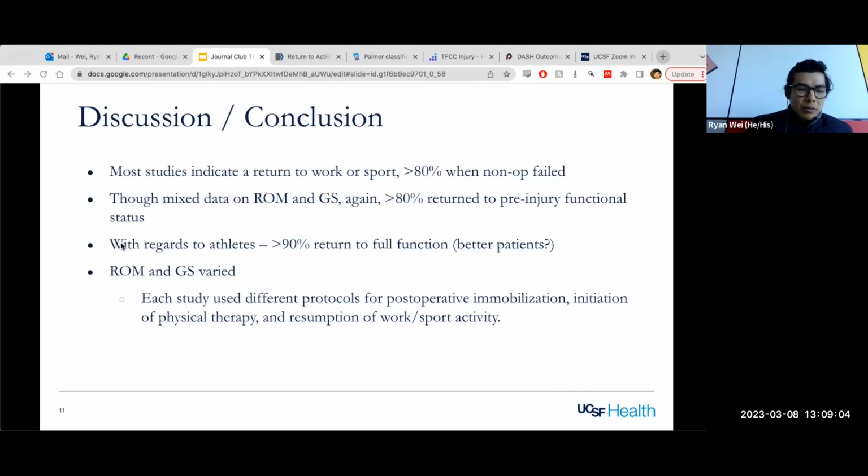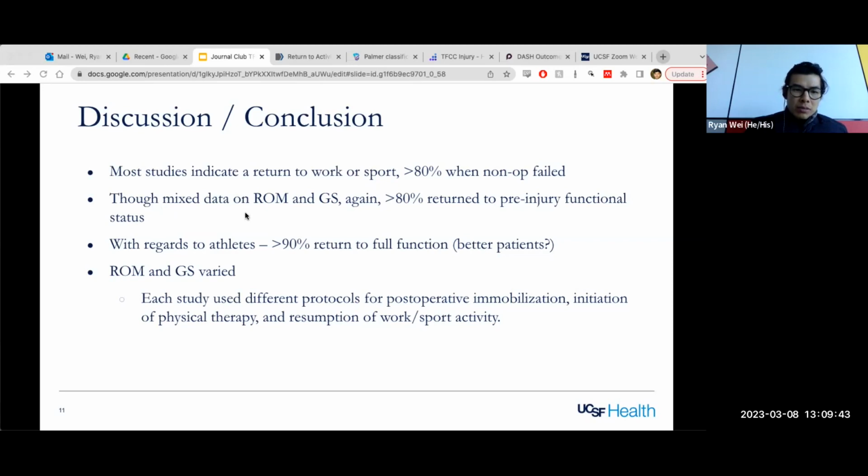So, for our discussion and conclusions, most studies indicate a return to work or sport of 80% when non-op failed. And though the data is mixed on the range and grip strength, again, 80% return to pre-injury functional status. And I think that's something that the authors really spoke to a lot, that a high percentage of these 30% of patients that don't get better non-op, again, return back to their function afterwards. And then with regards to their athletes, 90% return back to their full function. And that's where I think I made a typo there with that 3.3%.